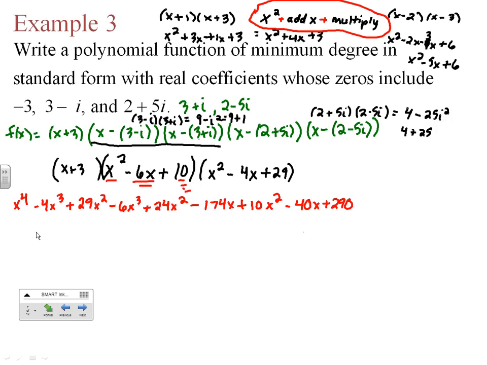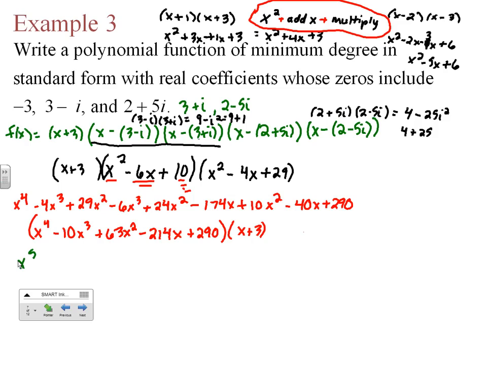Let's add like terms. x to the 4th is by itself. My x cubes give me negative 10x cubed. My x squareds give me, that's 53 plus 10 is 63. Then my x's give me negative 214, and then plus 290. So now I need to take that and multiply it by x plus 3. So I'm distributing my x and then I'm distributing my 3.